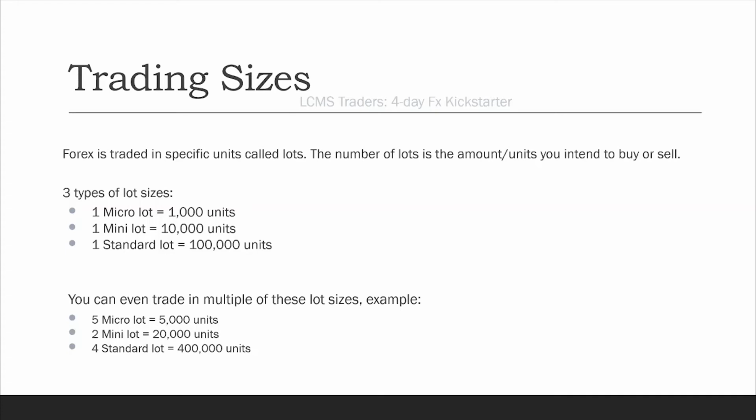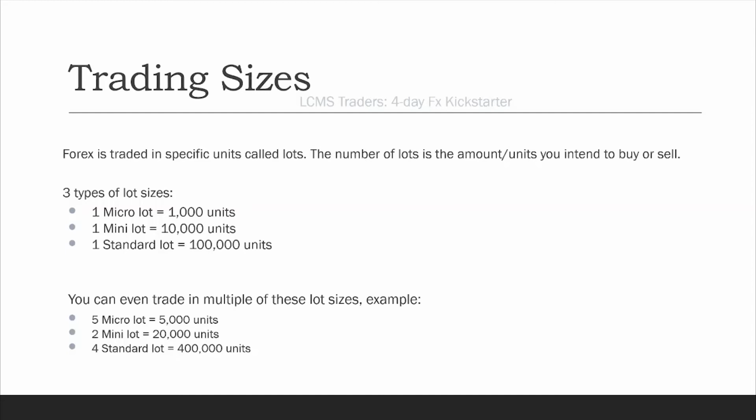Okay, and remember, you don't have to trade in once. You can trade in multiples of these lot sizes. So 5 micro lots is 5,000 units. 2 mini lots is 20,000 units. Or 4 standard lots is 400,000 units.